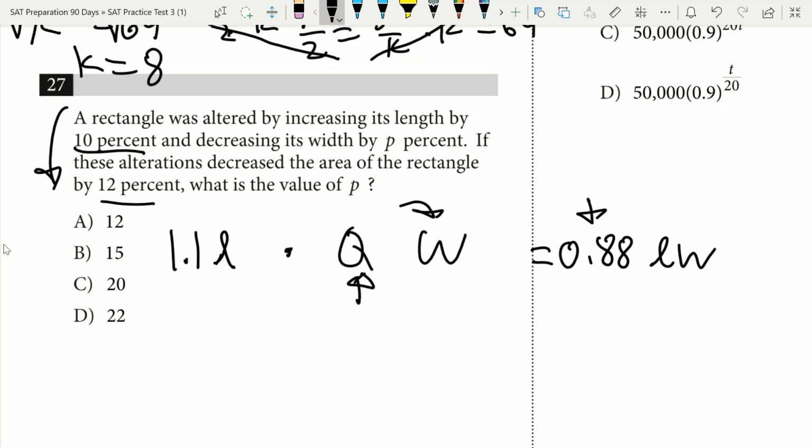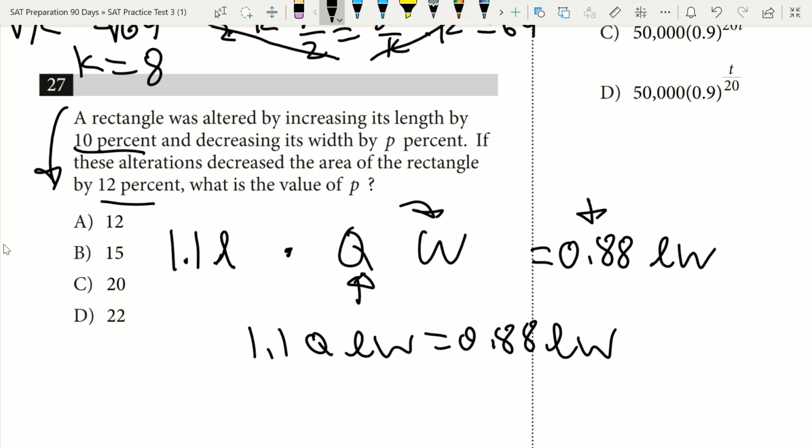So what I'm going to do here, I see that this could be rewritten as 1.1 QLW is equal to 0.88 LW. I see that my LWs are going to cancel, right? I divide each side by LW, they're going to cancel out. So now I'm going to have 0.88 equals 1.1 times Q. I divide each side by 1.1 to isolate Q.